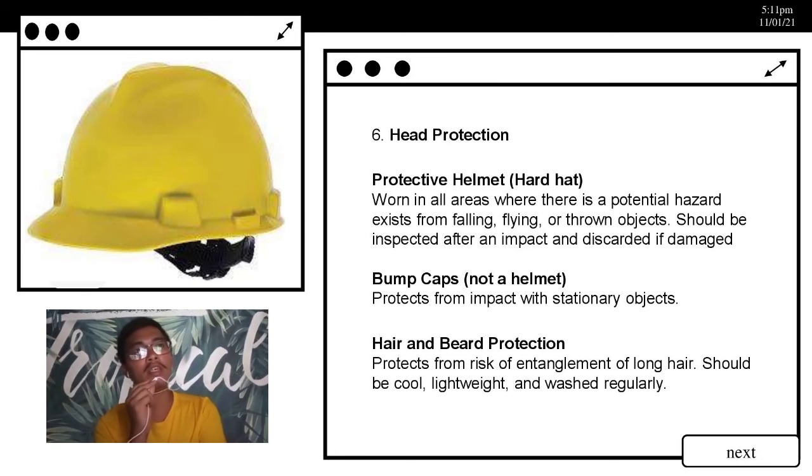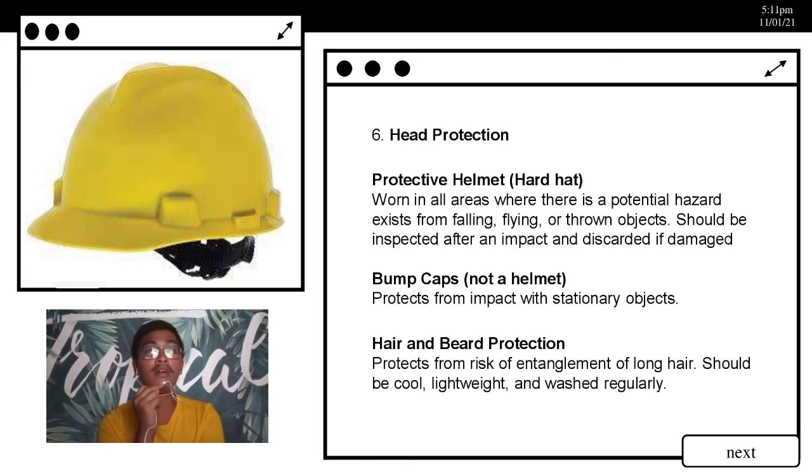So the next one is the head protection. So it comes with three different kinds of head protection. The first one is the protective helmet or the hard hat. So it must be worn in all areas where there is a potential hazard exists from falling, flying, or thrown objects. It should be inspected after an impact and discarded if damaged.